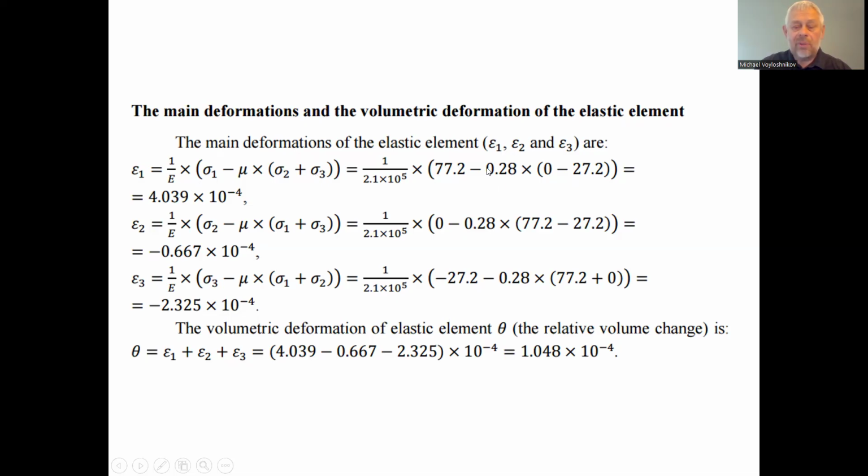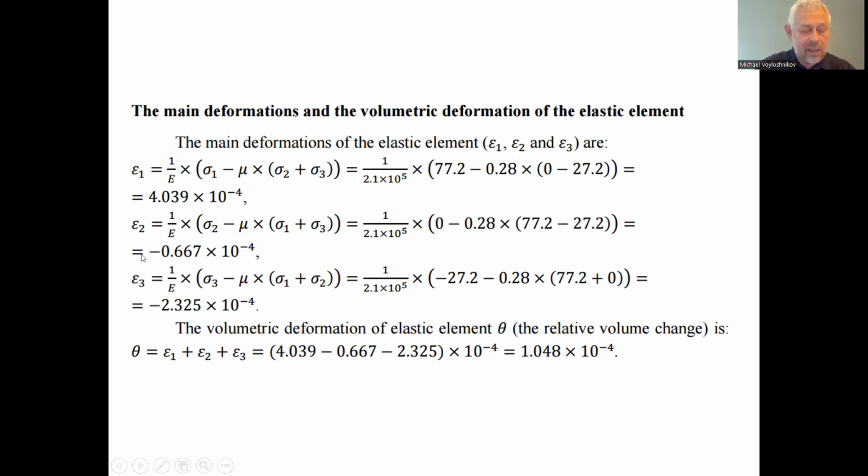This is the Poisson ratio 0.20, and this is the modulus of elasticity for stretching and compression. And we have finally that the deformation in the first direction is equal to 4.059 by 10 to the power minus 4. This is dimensionless deformation, because we have megapascals as the dimension of the stresses and megapascals as the dimension of the modulus of elasticity. So we have just dimensionless deformation.